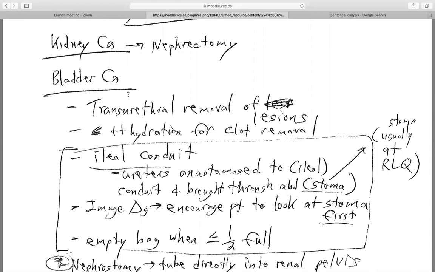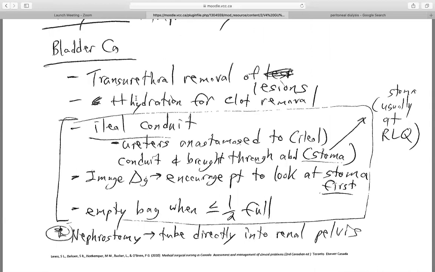But bladder cancer, we see people with part of their bladder removed or the whole bladder removed. If it's only part of the bladder removed, they're going to need to have lots of hydration to prevent clots building up in the urethra post-operatively. And we're going to talk more about that in I&P when we cover continuous bladder irrigation. But finally, if someone has the whole bladder removed, which is quite possible, they'll have what's called an ileal conduit.